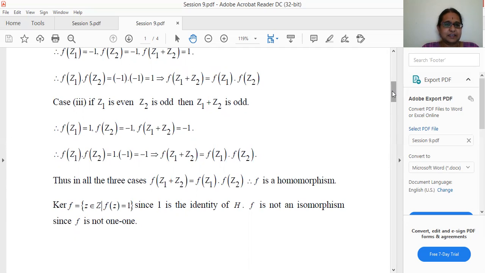If f of Z1 is equal to f of Z2 implies Z1 is equal to Z2, then the mapping is 1 to 1. But here, just now, we have discussed three cases. The case when both are even, both are odd, then f of Z1 will be equal to f of Z2. Because when Z1, Z2 are both even, f of Z1 is 1, f of Z2 is 1. So from that we can say Z1 is equal to Z2.